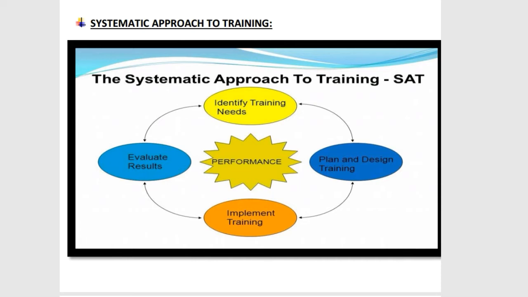In the subject Human Resource Management, SYBBA 3rd semester, we are today going to understand unit number 3, training, and the question which we are going to understand, that is SAT, systematic approach to training. Now, we are very clear with the meaning of training, that training is a process of increasing knowledge, skills, and aptitude of the employee so as to achieve the goals. Here, for that, SAT theory will be implemented.